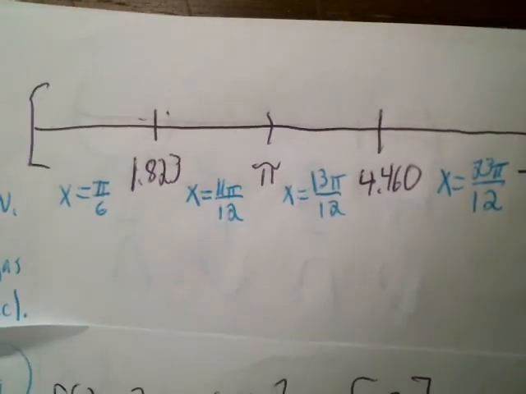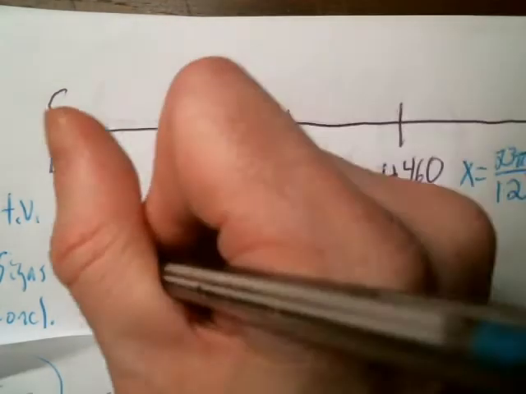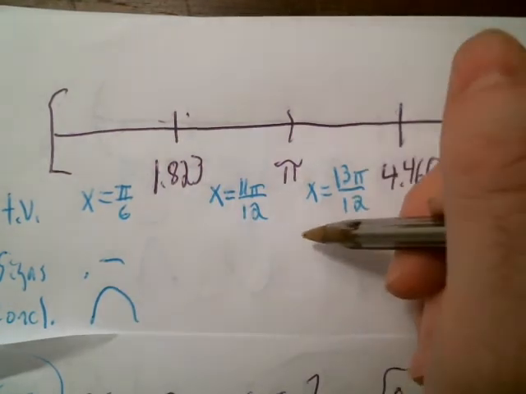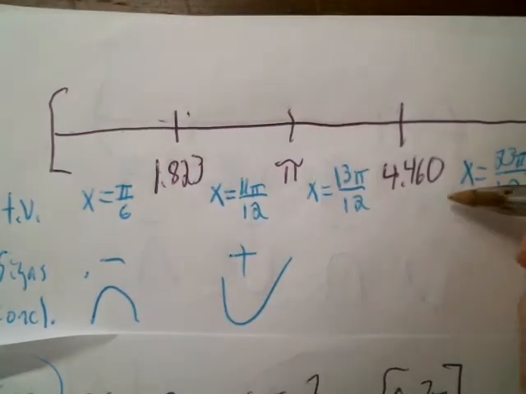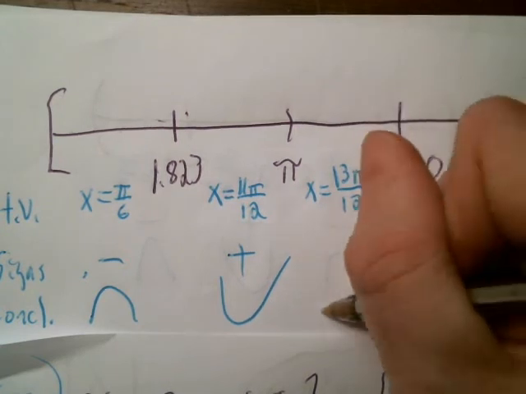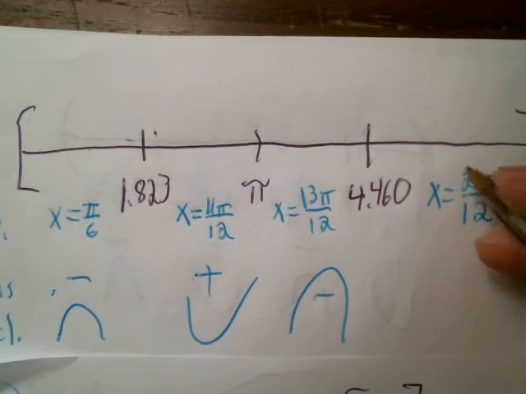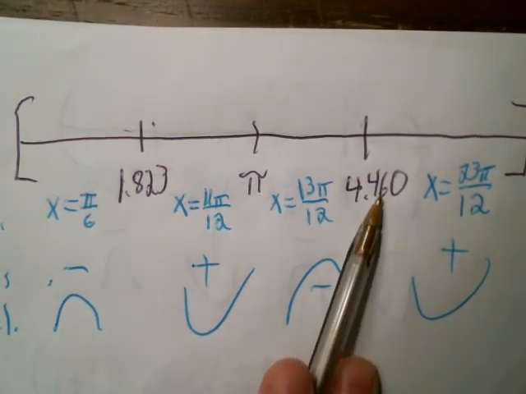Okay. And then you're just plopping that into your calculator, and it looks like it's going to be in this first interval from 0 to 1.8, concave down, and then 1.8 to pi, concave up, and then pi to 4.46, concave down, and then 4.6 to 2 pi, concave up again. And these are then points of inflection. Okay.